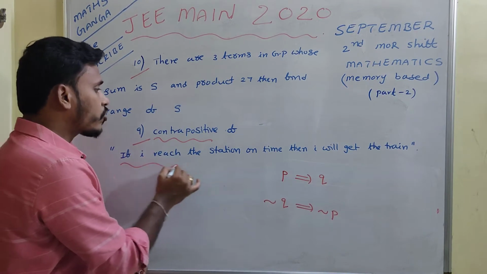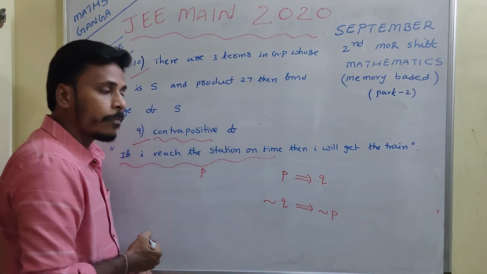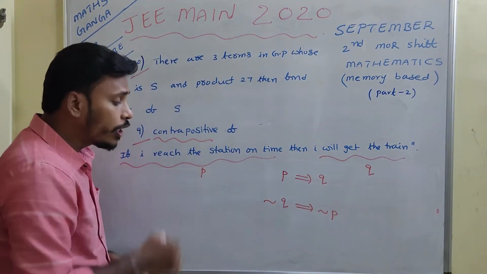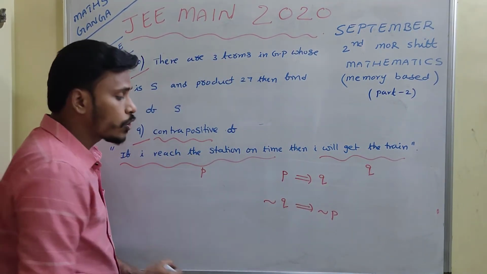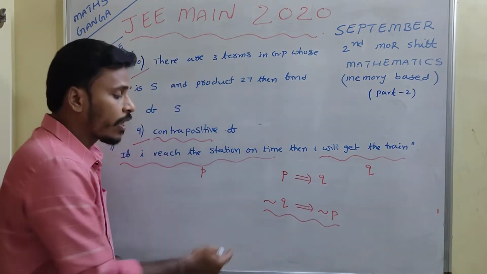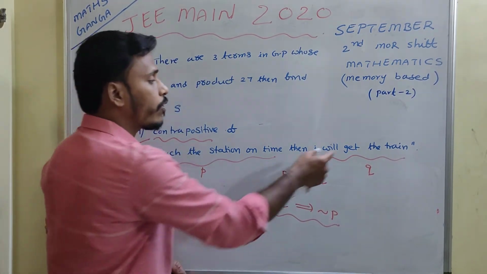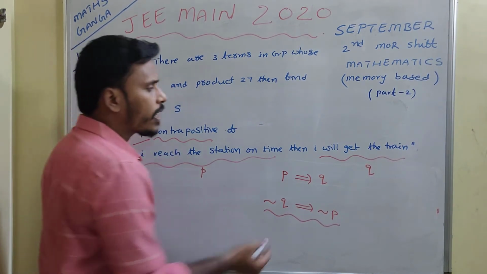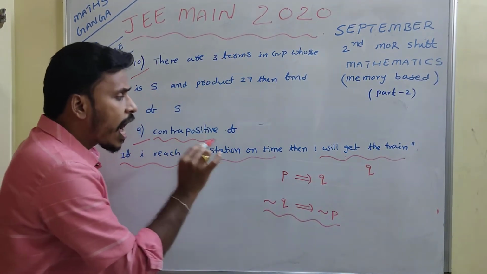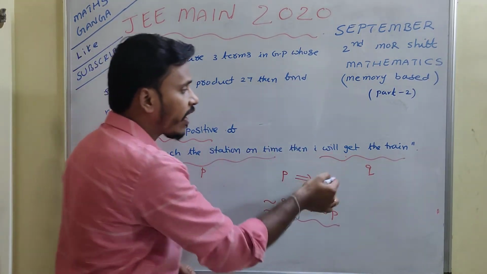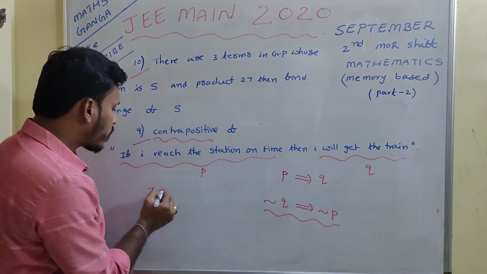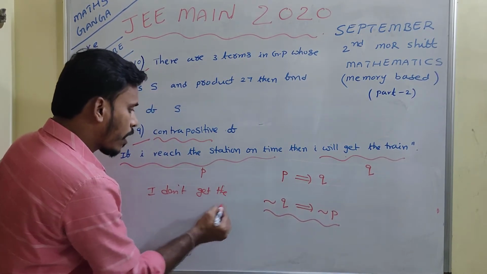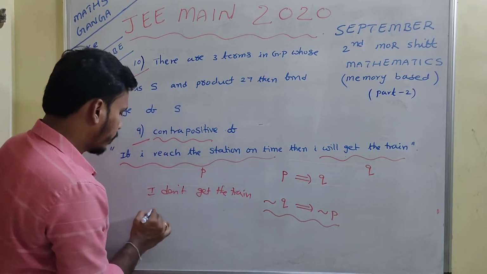So, if I reach the station on time, this is the P part, then I will get the train is the Q part of the question. Then you need to choose the option which gives you negation Q implies negation P. Negation Q means the opposite action for Q implies the opposite action for P. So what is the opposite action? I will get the train is Q. Then the negation of Q is I don't get the train, or I won't get the train.